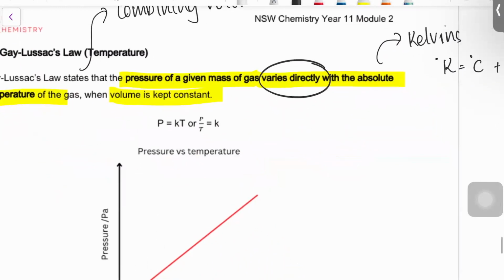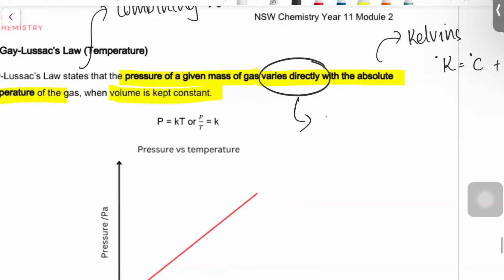So when something varies directly, that means that if one thing goes up, then the other thing is also going to go up with it. And if temperature goes up, then pressure will also go up. So that's what it means for something to have a direct relationship versus an inversely proportional relationship that we'll see later on. So Gay-Lussac's law says when you keep volume constant, the pressure of a gas is going to vary directly with its absolute temperature. So pressure goes up, temperature goes up; temperature goes up, pressure will also go up.